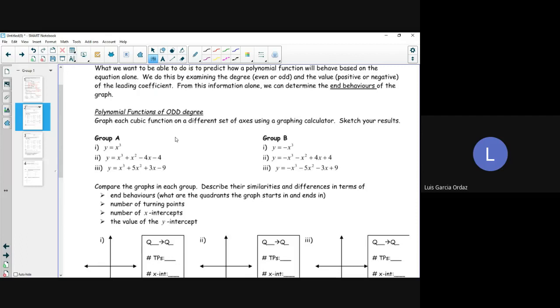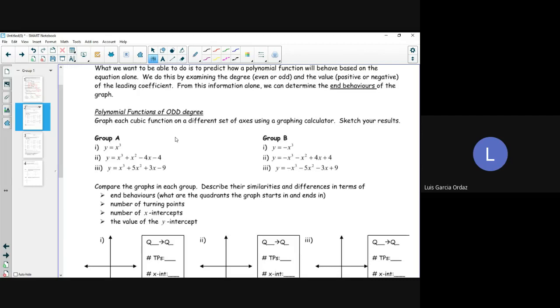So we want to graph each of these cubic functions on different sets of axes. So we're going to use Desmos. I'm going to pull it up over here. We're going to sketch our results. So we have group A, we have y is equal to x cubed, y is equal to x cubed plus x squared minus 4x minus 4, and then the other equation. And then for group B, we have just where A is negative.